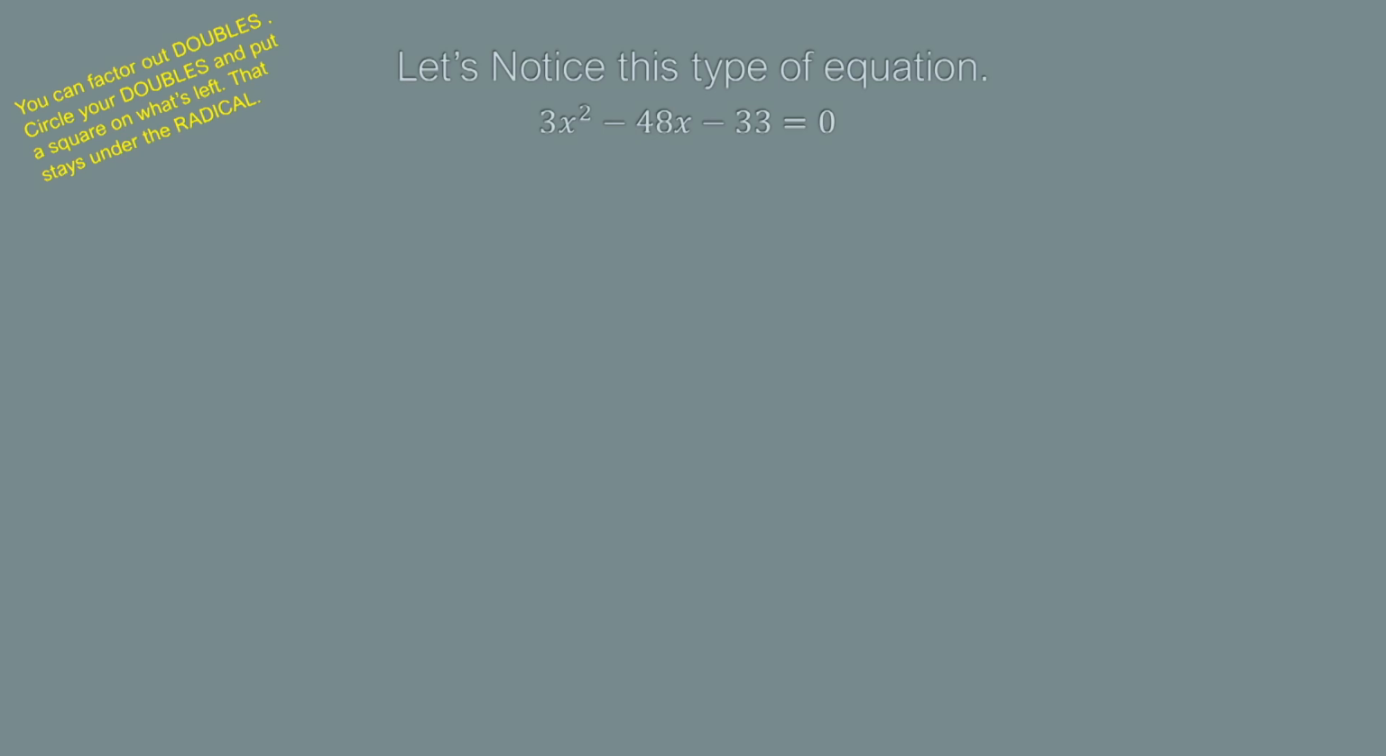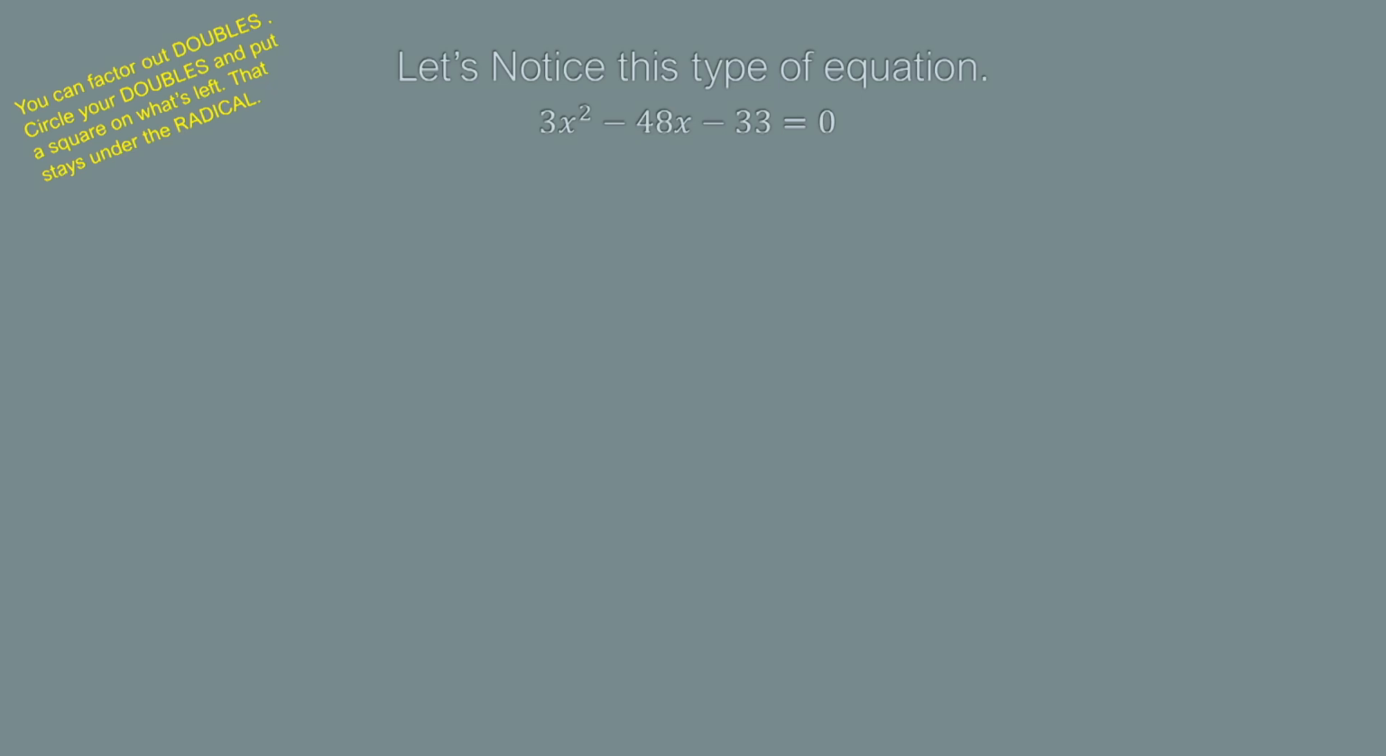All right, so now let's look at this. It says you can factor out doubles, circle your doubles, and put a square on what's left. That stays under the radical, which we've done. Let's notice this type of equation. All right, here we go. So what do we got? First, I know that my a is more than 1. So I've got to find a greatest common factor.